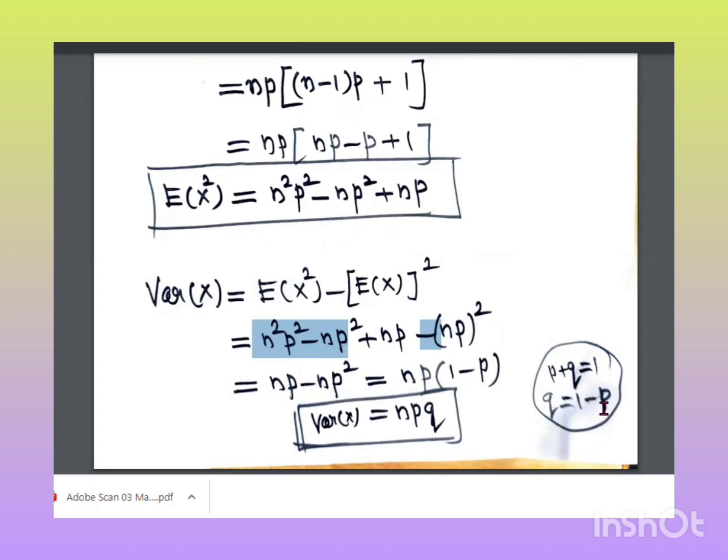So what is 1 minus p? That is q, because p plus q is equal to 1. Q is equal to 1 minus p. So np into 1 minus p, np into q. For 1 minus p, you have to write q. So npq. So variance is npq, mean is np. So this is the derivation of binomial distribution mean and variance. Thank you.